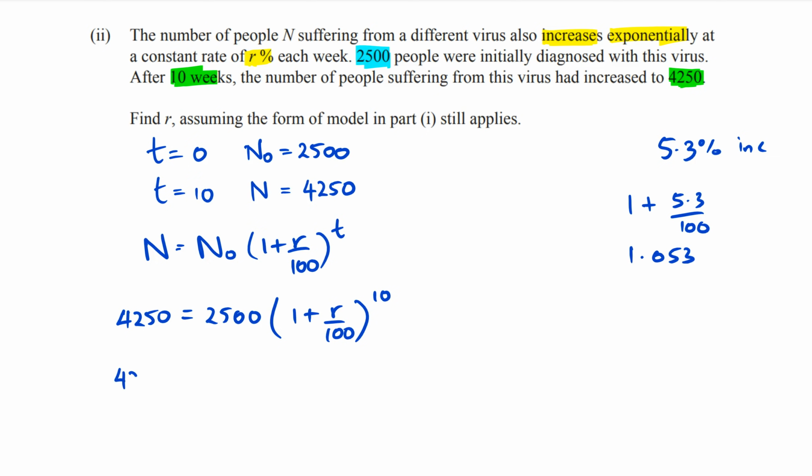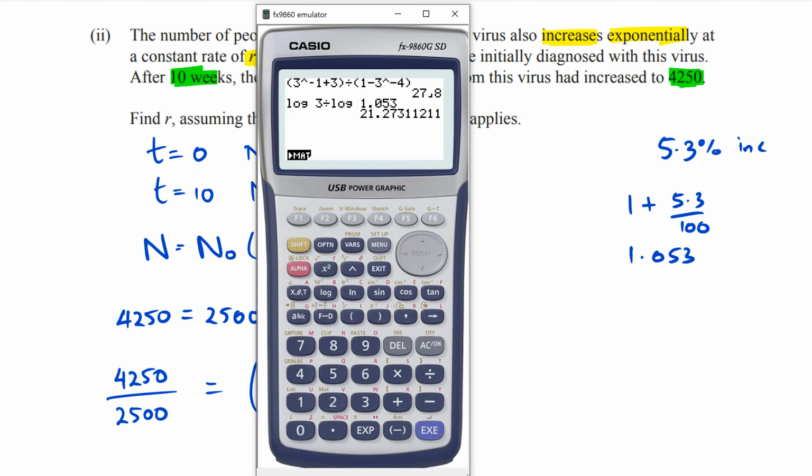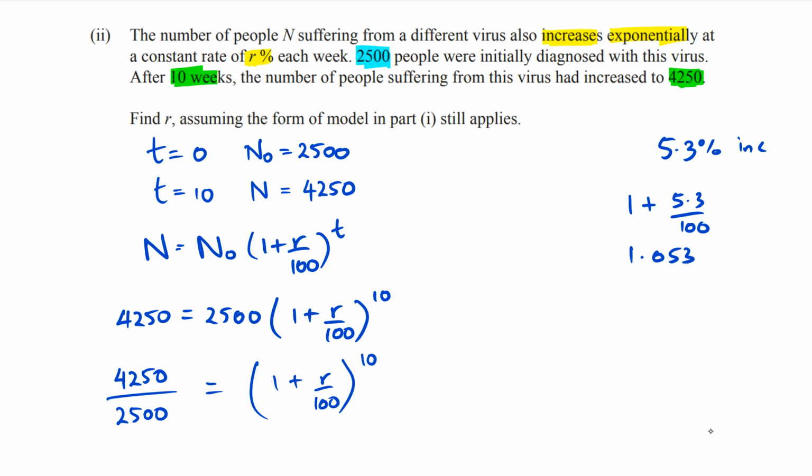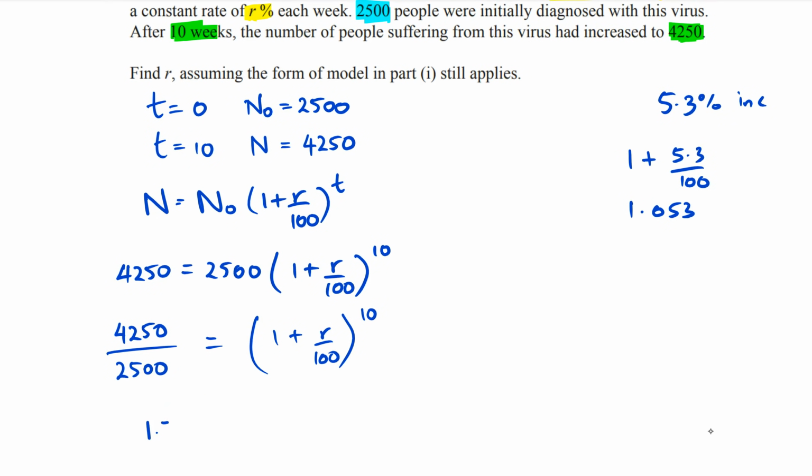So rearranging this, we're going to get 4,250 divided by 2,500 is equal to 1 plus r over 100 to the power of 10. Need my calculator. So what I've got is 4250 divided by 2500. That gives me 1.7. So what I have is 1.7 is equal to 1 plus r over 100 to the power of 10.